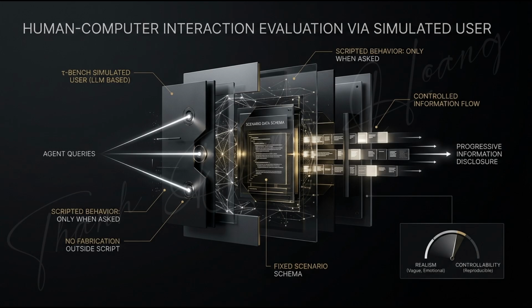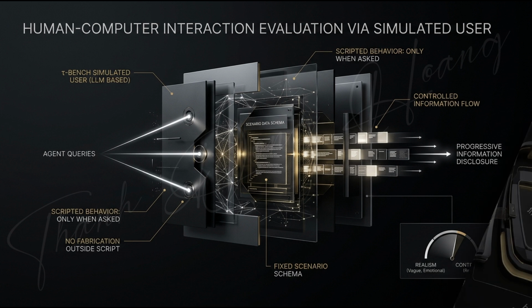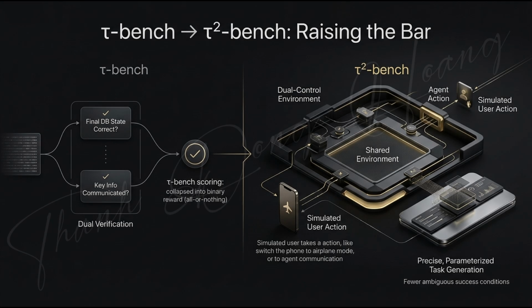The solution many evaluation frameworks use is a simulated user. Another language model plays the role of the user, following a fixed script. It knows the full situation in advance, but only reveals pieces of it as the conversation naturally calls for them, staying reproducible because the script never changes, while still feeling like a real, sometimes vague, sometimes emotional human on the other end.